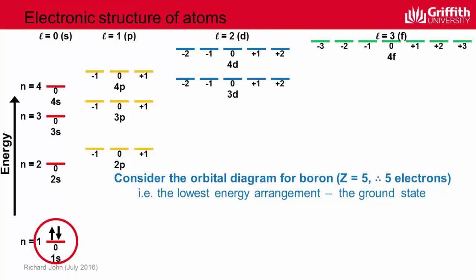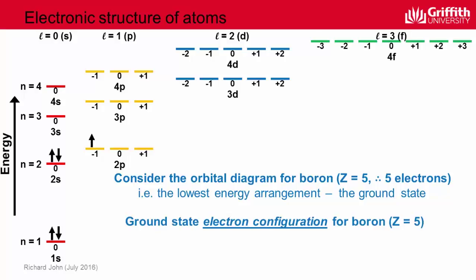Put 2 electrons paired in the lowest energy orbital, 2 electrons paired in the next lowest energy orbital, and then the 5th electron has to go into this p subshell. It has to go into one of the orbitals within the p subshell. Remember, a subshell is just a group of orbitals.